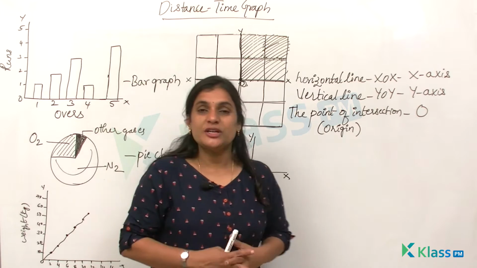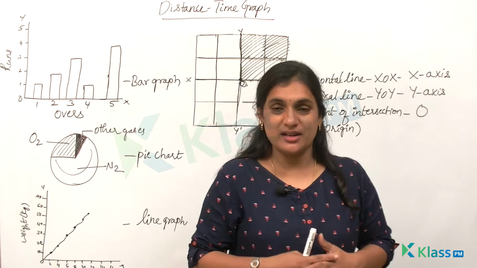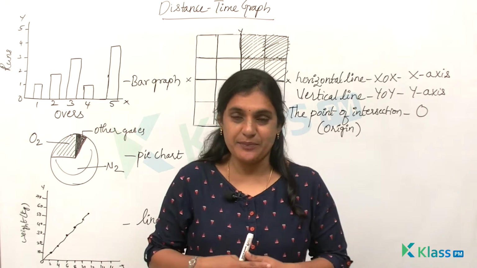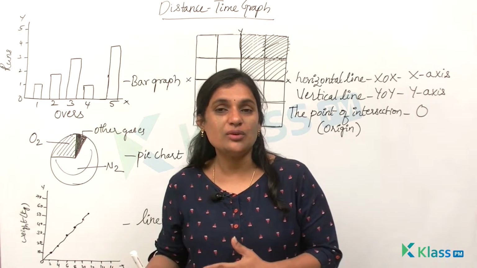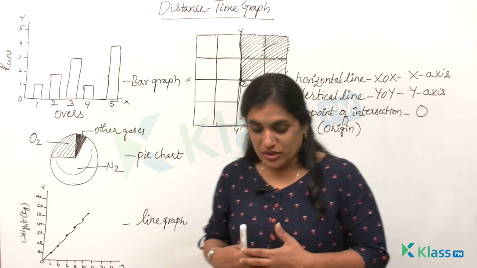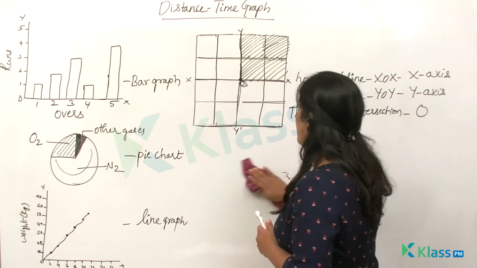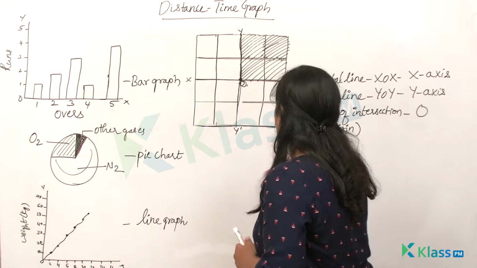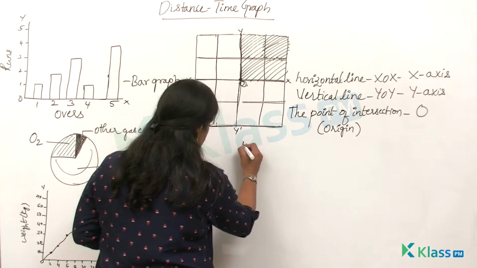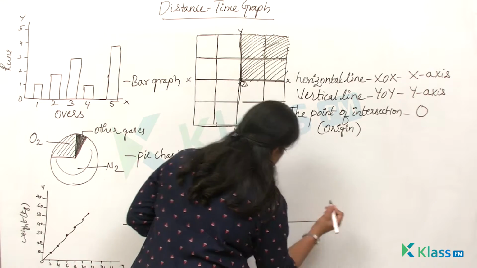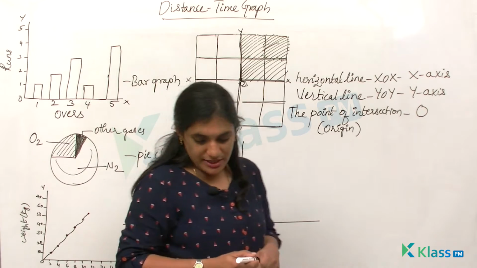Now let us assume that your friend has traveled by a car and covered a distance in a particular time. Let us draw a graph indicating how much distance he has covered within the given period of time. So now you know how to draw the graph. Take a graph sheet, draw two perpendicular lines.